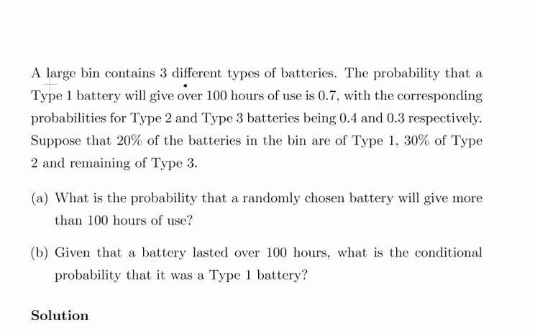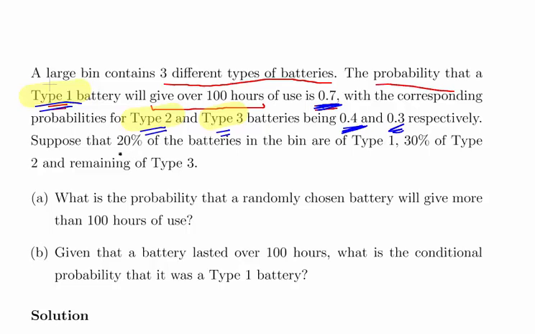Okay, in this presentation we're going to look at a conditional probability question. A large bin contains three different types of batteries. The probability that a type 1 battery will last over 100 hours, that's something that's going to be important, is 0.7. And the corresponding probabilities for type 2 and type 3 are 0.4 and 0.3. So let's just keep collecting up all the information that we have.